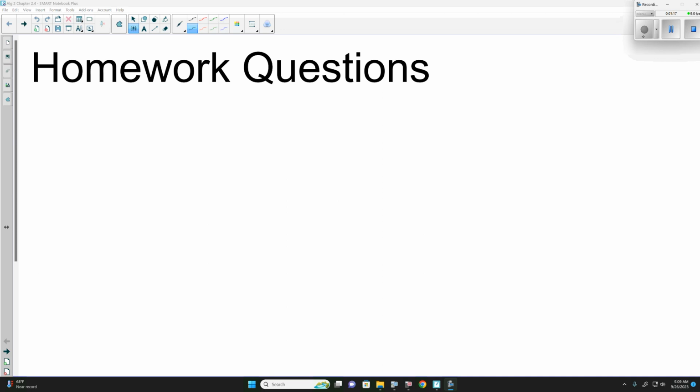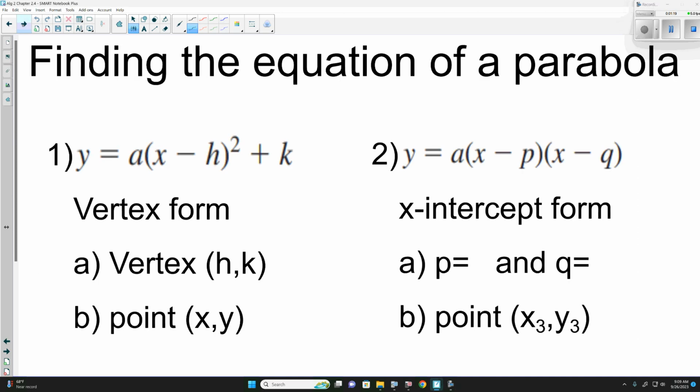Okay, guys, what we're starting today is section 2.4. 2.4 is the last section of chapter 2. This is it. Now, what we're doing here is finding the equation of the parabola given two pieces of information. It's going to come in one of two forms, either in vertex form or x-intercept form.